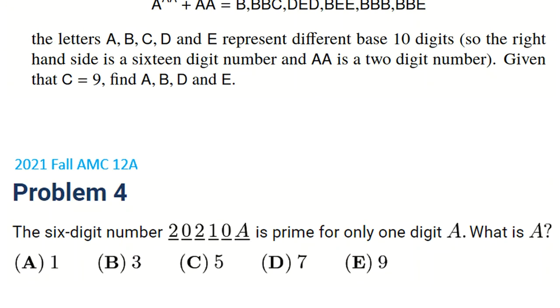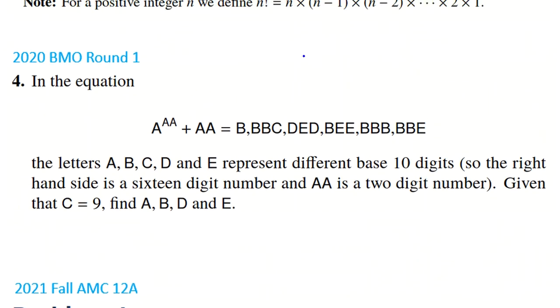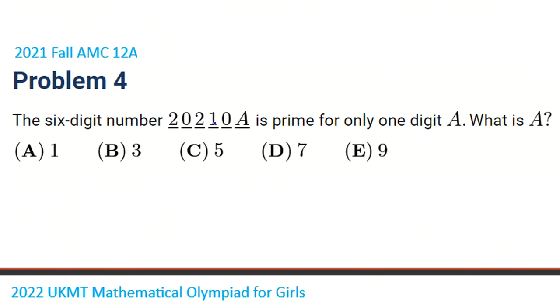Now we want to solve these two problems. Problem 4 of the AMC is easier, so let's solve that one first, then we will solve EMO round 1. Here it says, read the problem: the 6-digit number 202108A is prime for only one digit A. What is A? So let's check the choices first.